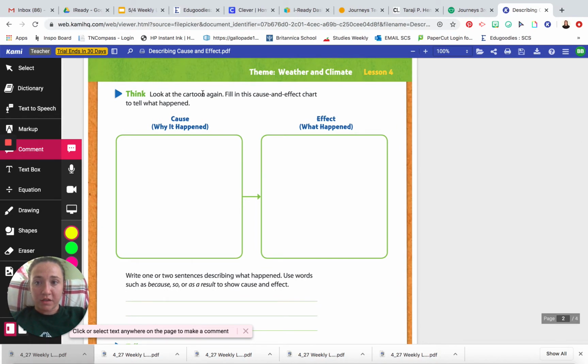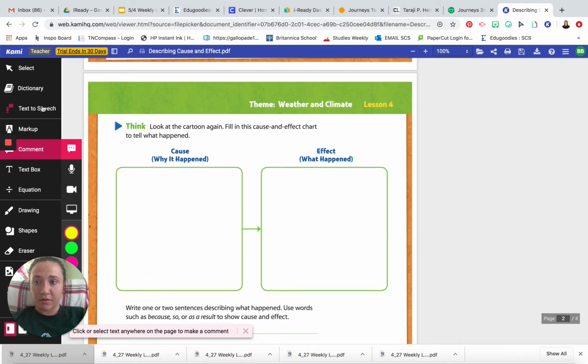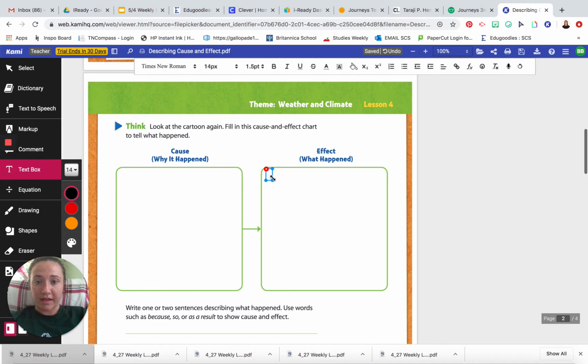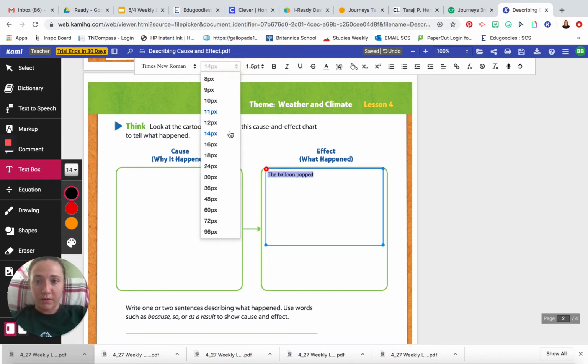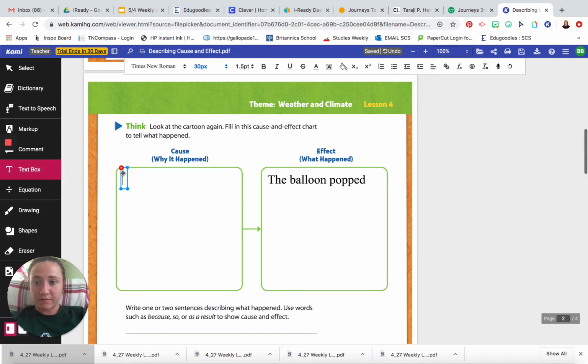All right, now we're going to look at the cartoon again and fill in the cause and effect chart to tell what happened. We know what happened was the balloon popped. So I'm going to go ahead and write that under my effect box. The balloon popped. But what we want to know is why the balloon popped. We came up with a couple predictions before we read our text, but what did we find out was the cause of why the balloon popped?